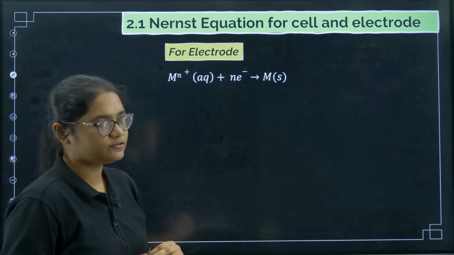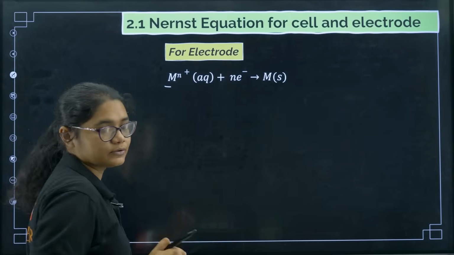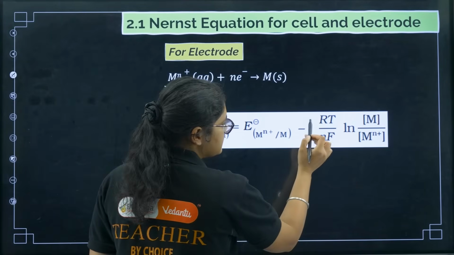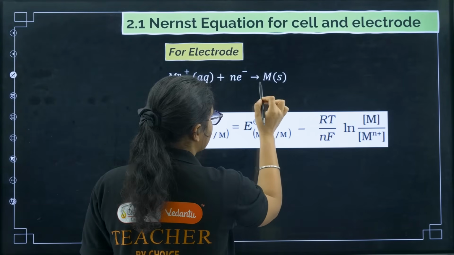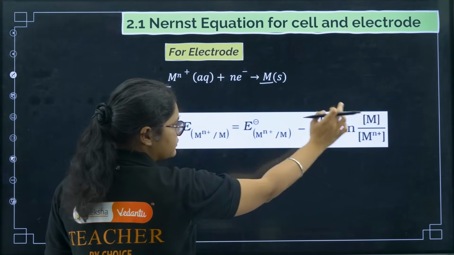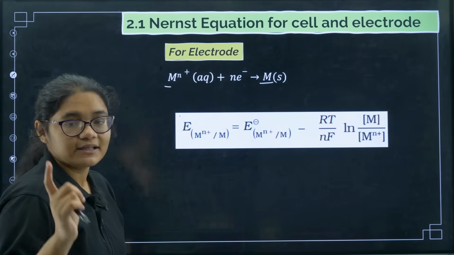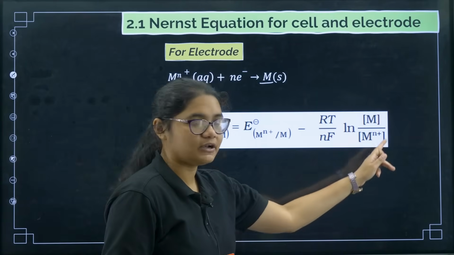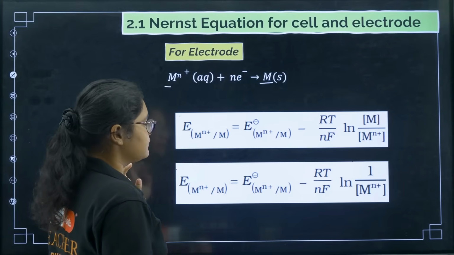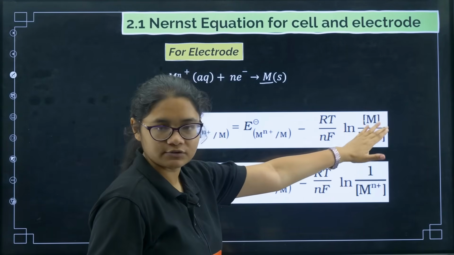So for an electrode, suppose we have any electrode where Mn+ is taking n electrons to get reduced to M solid. So what will be the reduction potential here? E naught minus RT by nF log, log of 1 by this one, product over reactant. On the product side there is no ion, so it has to be taken as 1, divided by the concentration of Mn+. Since it is not 1 molar, there will be a different concentration, we have to consider that. If you just modify it, this value will become 1 because it is a pure solid.